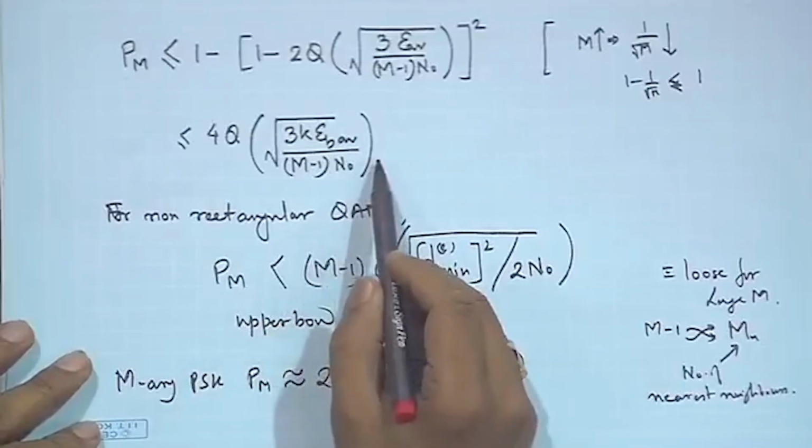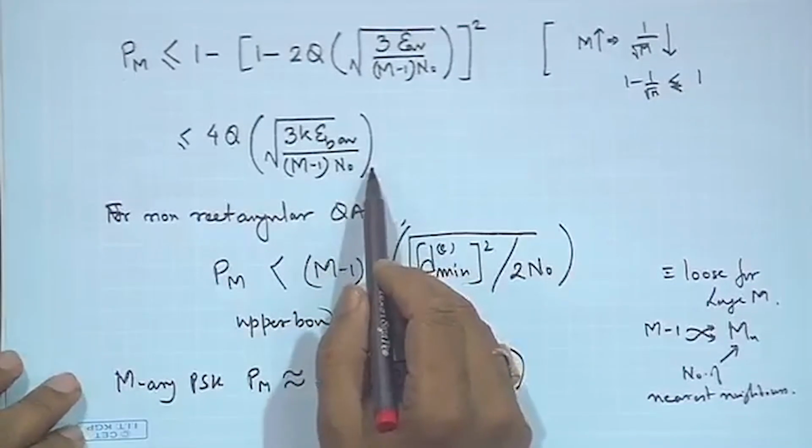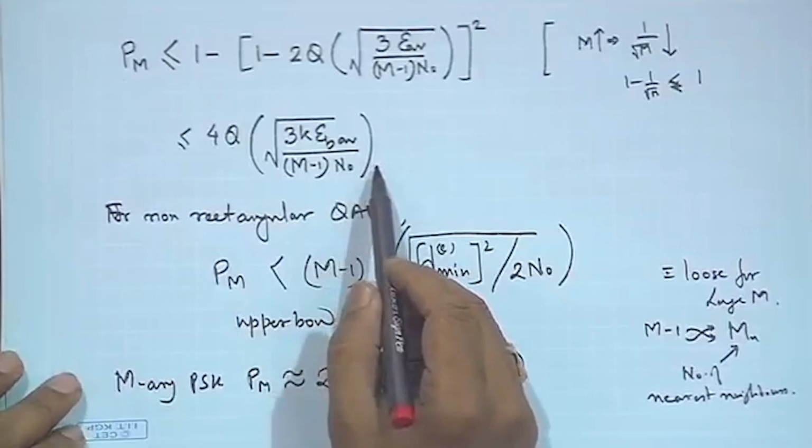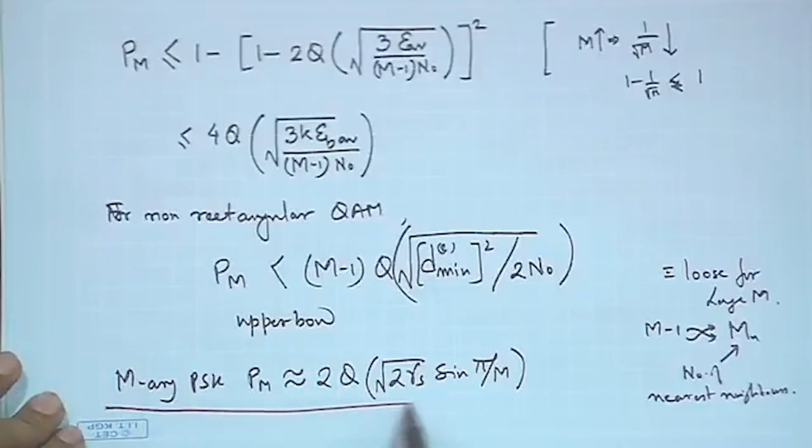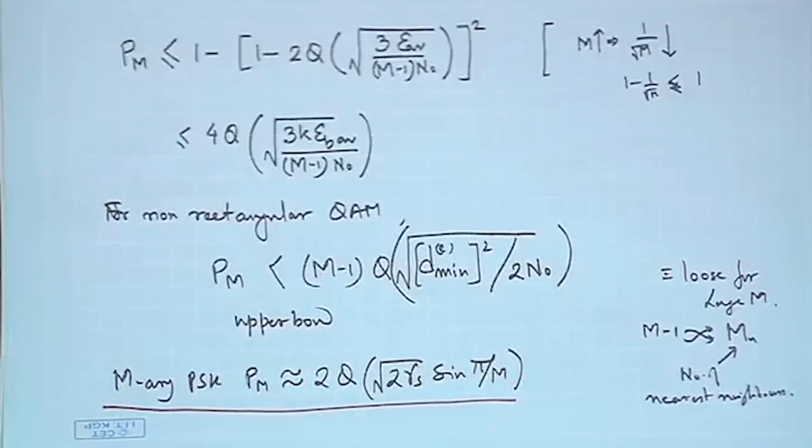Up to this step, one should be able to easily arrive at it by using the expression for P root M. We would also like to remind you at this point about the possible expression for M-ary PSK, which we are not deriving here because we have many more things to do. That can be derived using the procedure which we have followed. You can break it into components and you can still derive it.